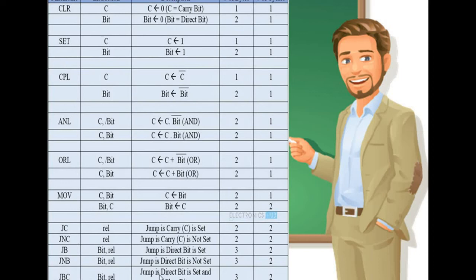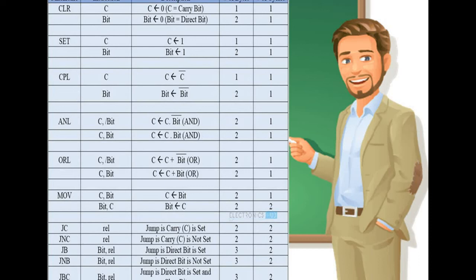JBC is jump if direct bit is set and clear bit. The direct bit's value will be 1 or 0. If the carry is 0 or 1, then go to the particular address location or instruction to perform the task.